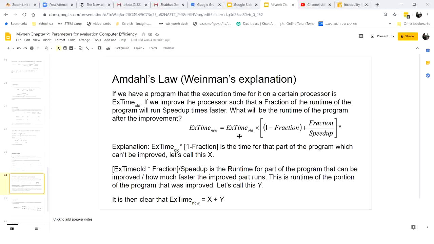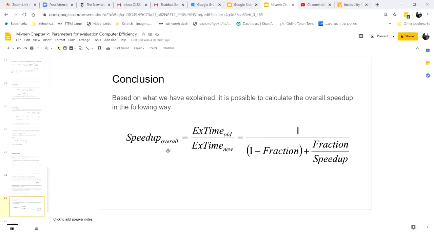So it is then clear that execution time equals X plus Y. I mean, he's just trying to appeal to your common sense that this equation makes sense. Okay, and he calls it X and Y. Now he goes to our equation. And he says, well, what is speed up? And this is very important in lots of subjects. If you're talking about money, let's say, how much did my money improve? If I had $1,000 yesterday and today I have $1,002, what rate of improvement did I get? What rate of growth in my money did I get?